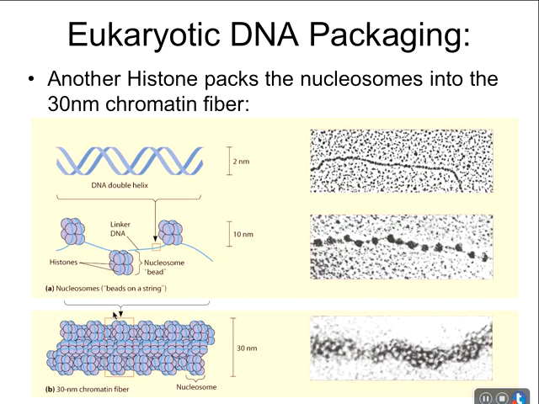This is the 30 nanometer chromatin fiber. It's just the next level of organization, from DNA to these nucleosomes and into this fiber of all of the nucleosomes attached together. How do they bond? How does the DNA bond to the histones? It's just through interactions between the positively charged amino acids and the negatively charged DNA.